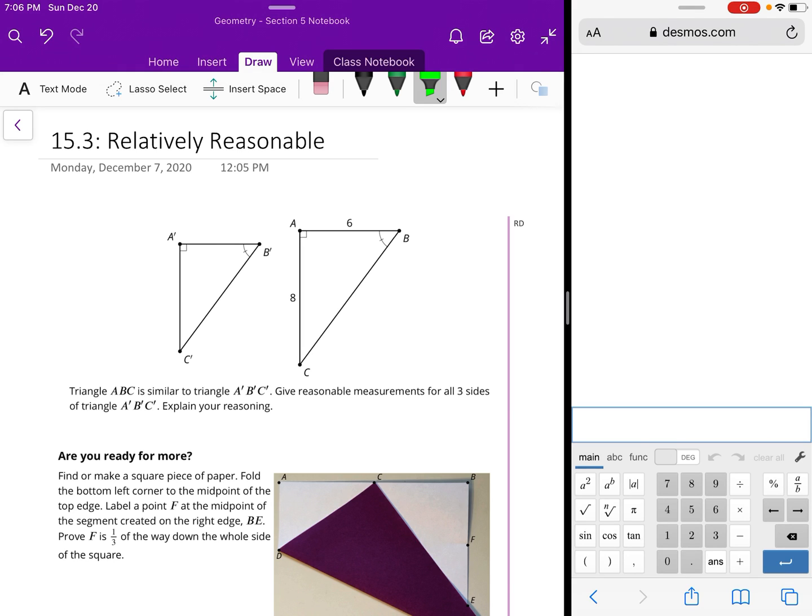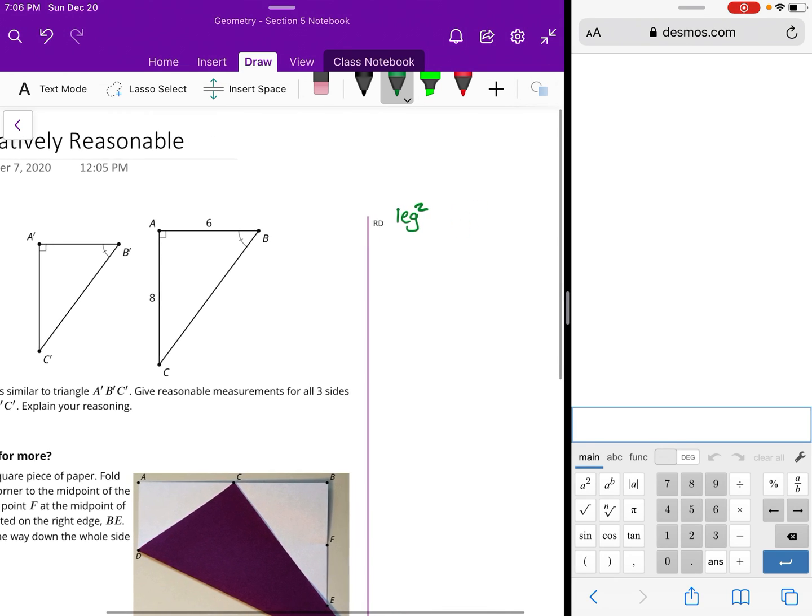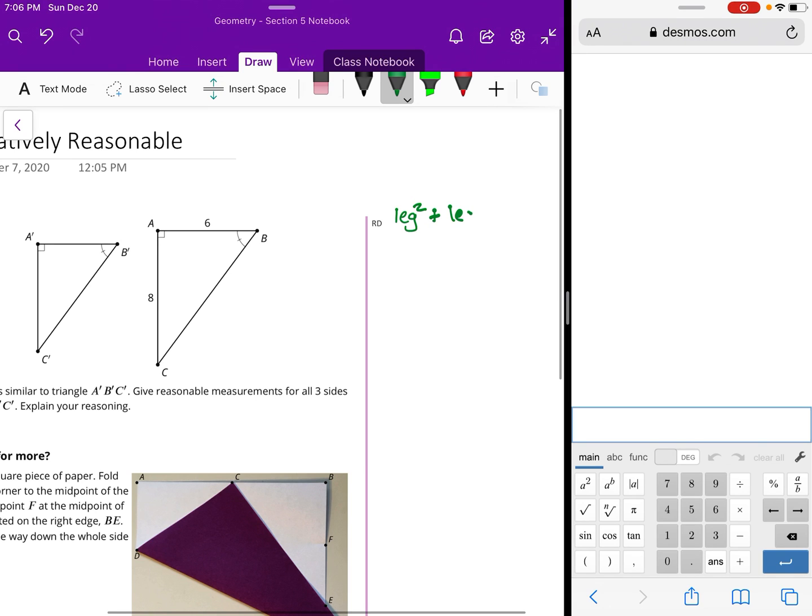Now, because we know that this is a right triangle, then we also know that we can use the Pythagorean theorem, where we have legs squared. That is interesting. Why did it just disappear? I do not know. All right, let's try that again. Actually, I'm going to do it over here because I think it might be partly because I'm trying to write on a picture, and sometimes that doesn't work very well. So leg squared plus leg squared equals hypotenuse squared.